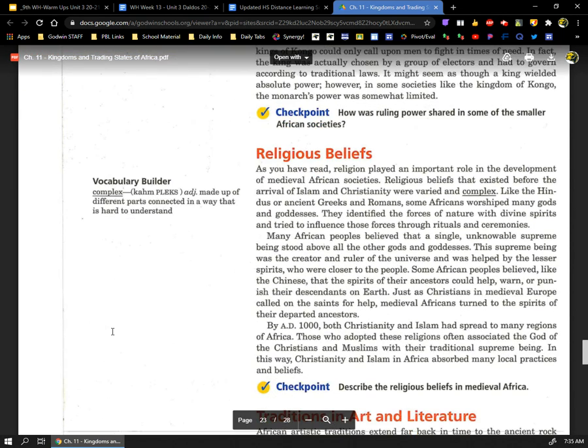Religious beliefs. As you have read, religion played an important role in the development of medieval African societies. Religious beliefs that existed before the arrival of Islam and Christianity were varied and complex. Like the Hindus or ancient Greeks and Romans, some Africans worshipped many gods and goddesses. They identified the forces of nature with divine spirits and tried to influence those forces through rituals and ceremonies.